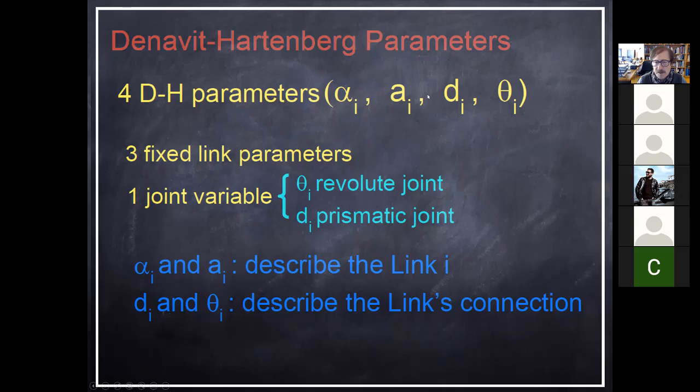If I have 4 parameters with a 0 here, can you tell me what the joint is? Yes, you can, because then it must be a prismatic joint. If d is 0, then you can tell me that the 2 links are joined by a revolute joint. So these 4 parameters, the first 2 describe the link, and the next 2 describe how 2 links are connected.